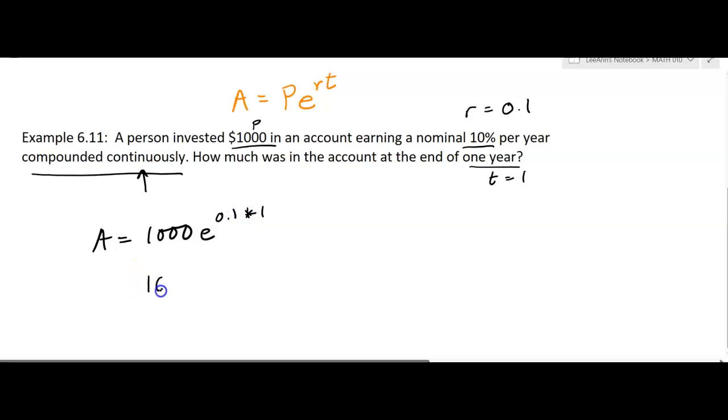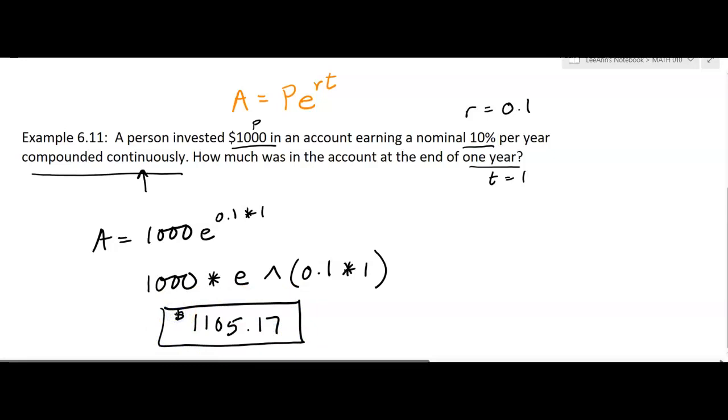Now, how would you put this in the calculator? 1,000 times E to the power of 0.1 times 1. Now, in this case, you don't really need the times 1, but it doesn't have to be for a year. It could be for like 20 years or something. So I'm typing in 1,000 times, and I have to find that E button. My calculator opens the parenthesis for me. So I have 0.1 times 1, and I'm getting $1,105.17.